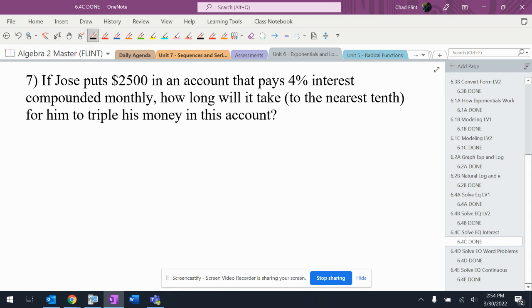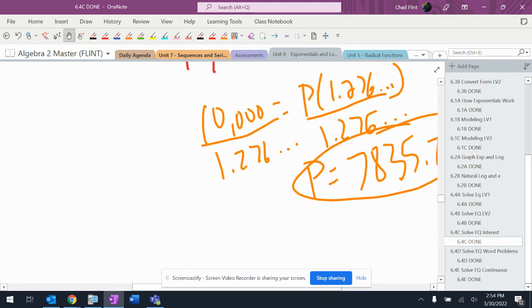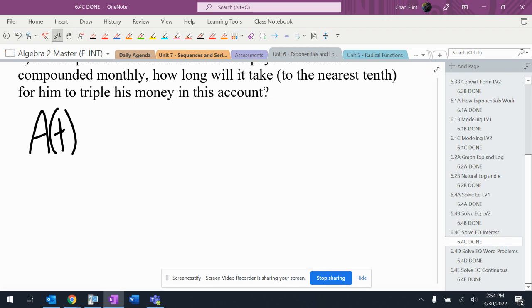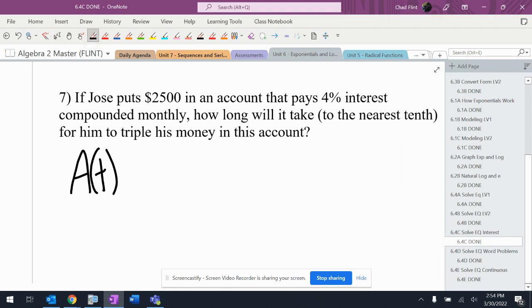All right, so we're going to start over again. And I accidentally erased my formula. Hopefully I didn't erase the one above it, did I? No. I erased my formula, so let me write the formula down. A of t equals P(1 plus r over n) to the n times t.